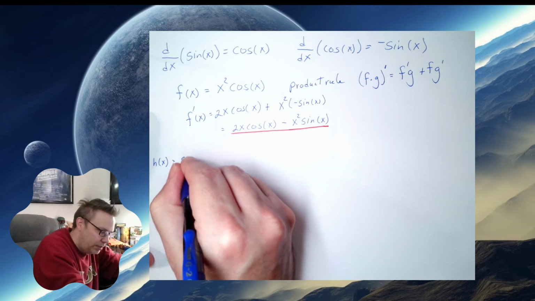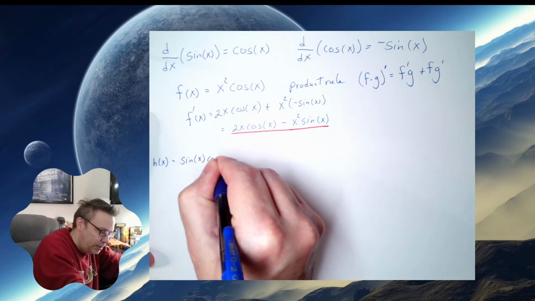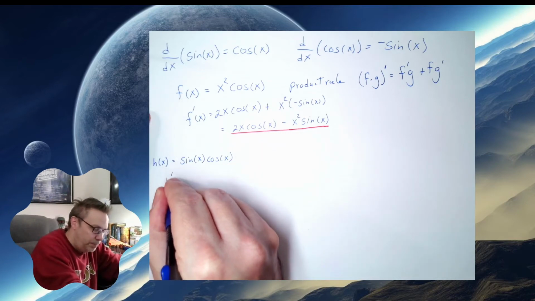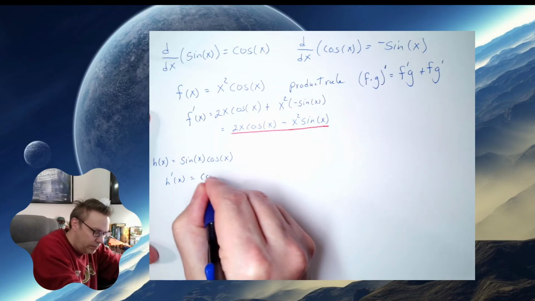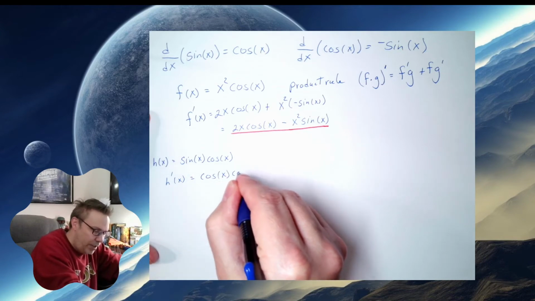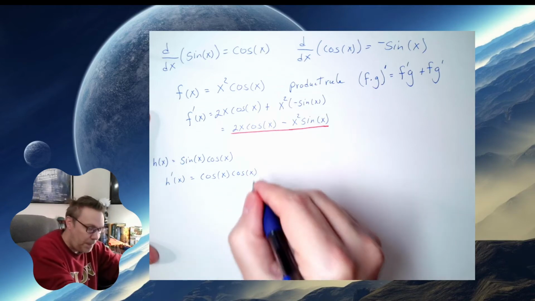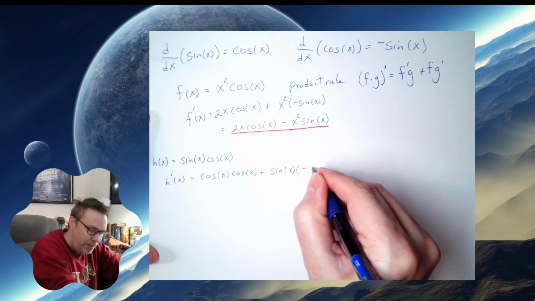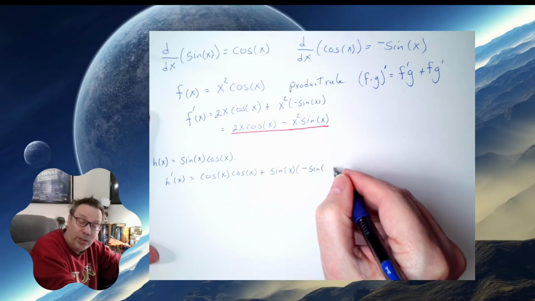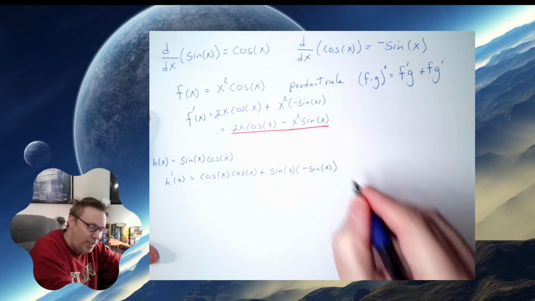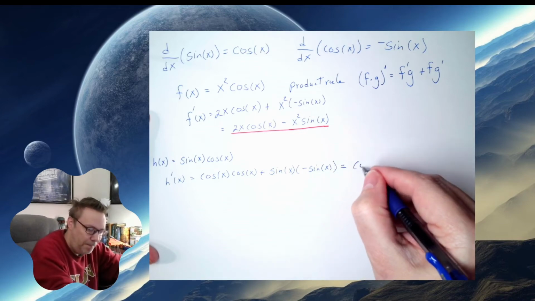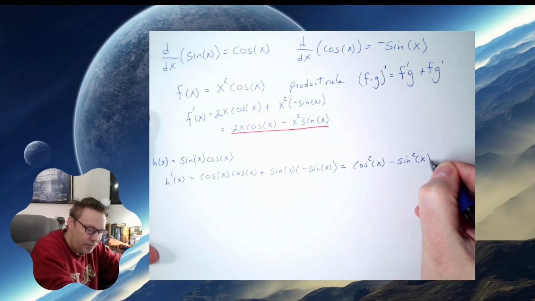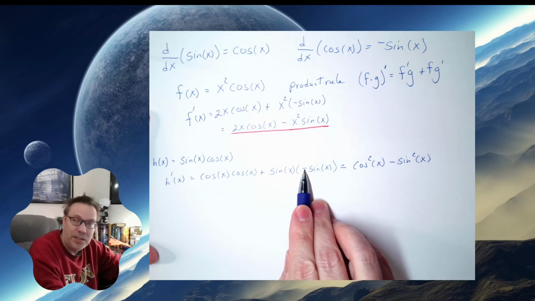Let's try sine of x times cosine of x. So again, I'm going to use the product rule. Derivative of the first, leave the second alone, plus the first times the derivative of the second. Derivative of cosine is negative sine. Again, I can neaten this up a little bit. This minus sign right here comes from this negative sign right here.